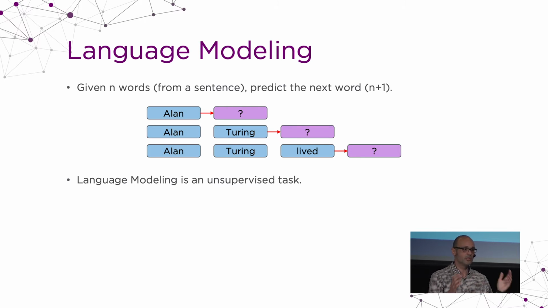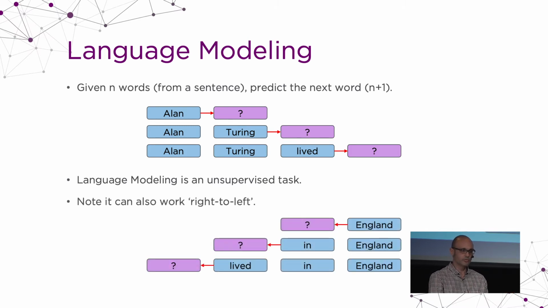I just go maybe on Wikipedia and download all of Wikipedia, and I can train this model over Wikipedia. And language modeling, here you see it goes left to right, but actually it can also go right to left. So here we are asking the model to predict the previous word. Again, you see that England, we are giving this to the model and it predicts the word in. If I give England and then in, it will predict the word, I think is live, and so on.